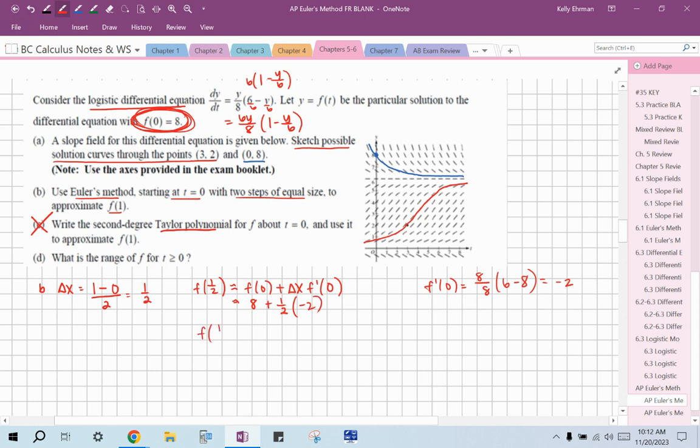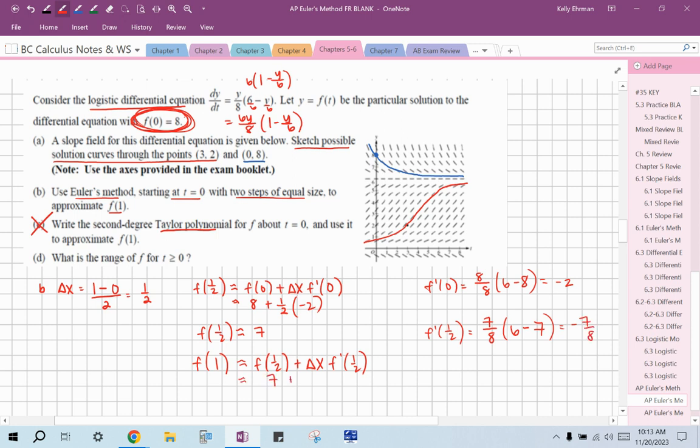So f of 1/2 is about equal to 8 minus 1, which is 7. Then we find f of 1. We take another step. So that's about equal to f of 1/2 plus delta x times f prime of 1/2, which again we've got to figure out off to the side. So f prime of 1/2 is y, which is 7, over 8, times 6 minus y, which is 7. That's -7/8.